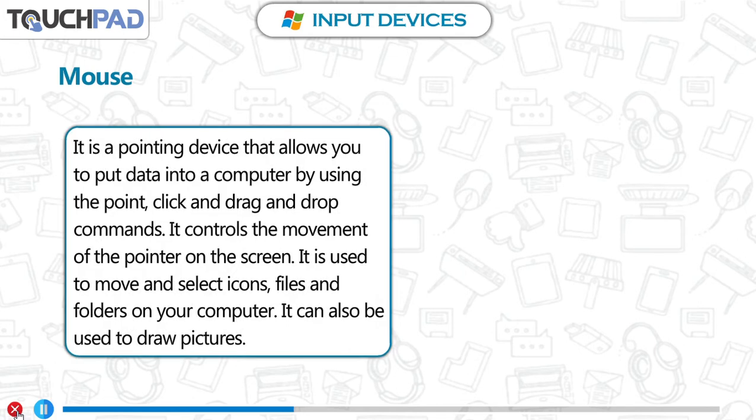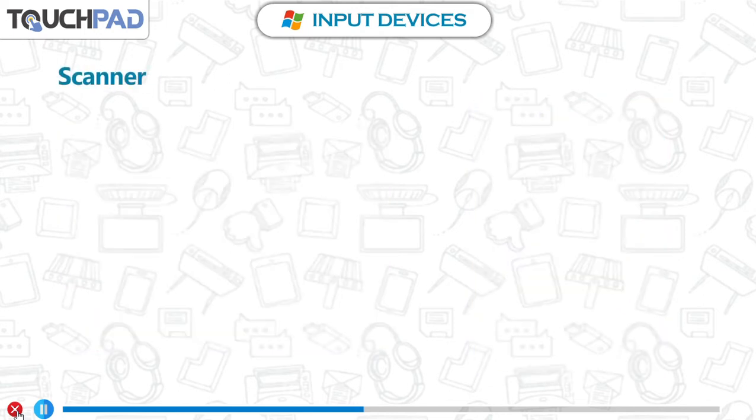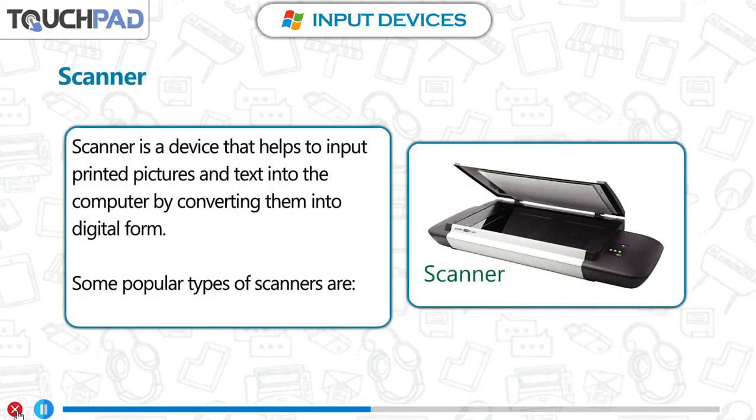Mouse: it is a pointing device that allows you to put data into a computer by using the point, click, and drag and drop actions. It controls the movement of the pointer on the screen. It is used to move and select icons, files, and folders on your computer. It can also be used to draw pictures. Scanner: Scanner is a device that helps to input printed pictures and text into the computer by converting them into digital form.